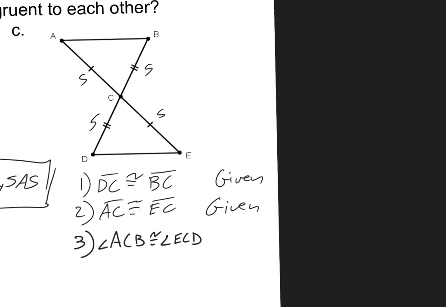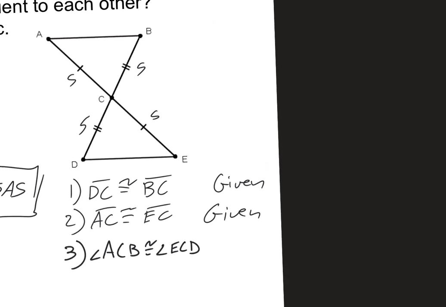All right, but how do we know that, folks? How do we know that this angle here is congruent to this angle here? That's essentially what I'm saying. I'm saying this angle and this angle.